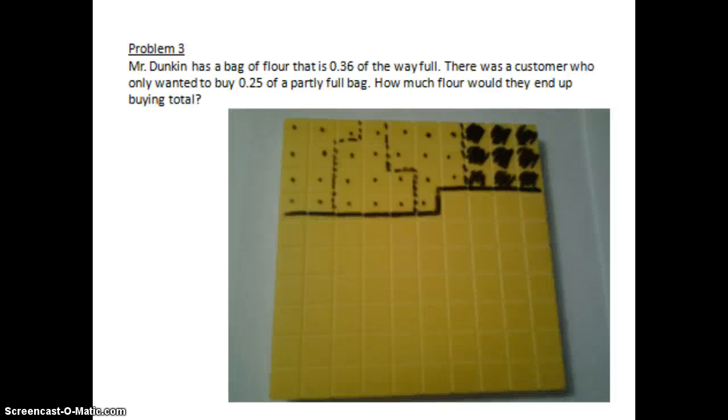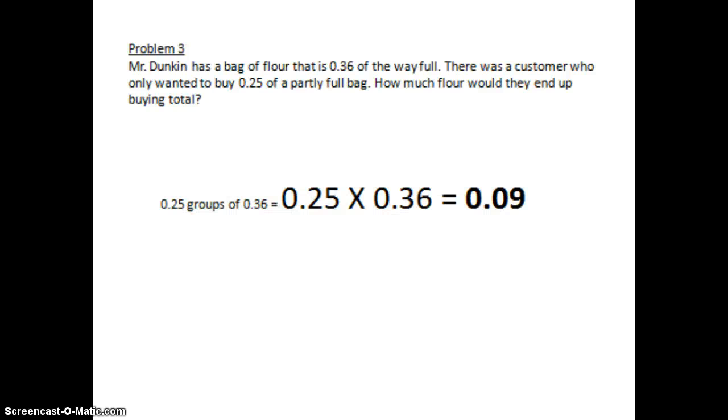So we know that the customer who bought 0.25 groups of 0.36 of a bag of flour bought 0.09 bags of flour, just enough to make some delicious cookies. If we were to write a number sentence to represent 0.25 groups of 0.36, it would look like this. 0.25 times 0.36 equals 0.09. And there you have it, decimal multiplication at its finest.